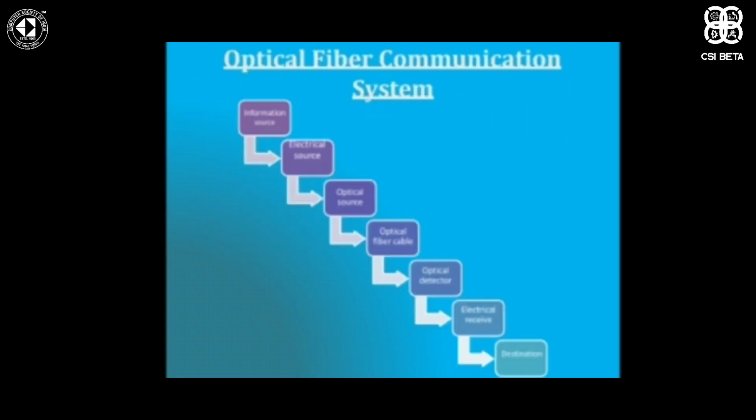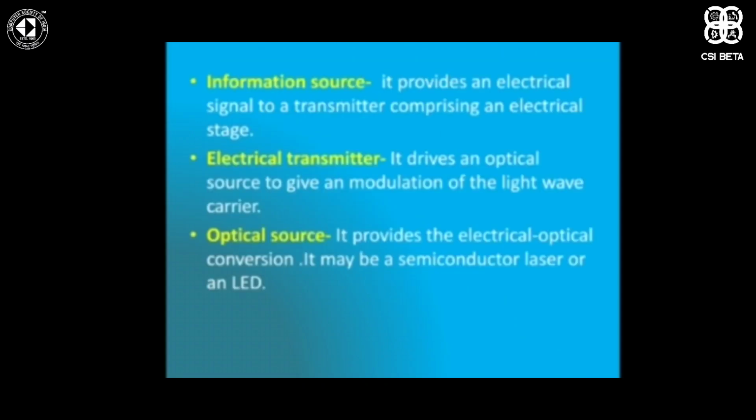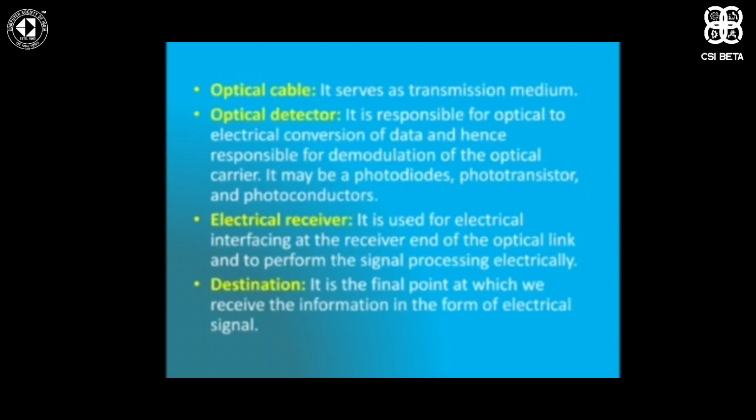Next is the optical fiber communication system. Information source. It provides an electrical signal to a transmitter comprising an electrical stage. Electrical transmitter. It drives an optical source to give a modulation of the light wave carrier. Optical source. It provides the electrical to optical conversion. It may be a semiconductor laser or an LED. Optical cable. It serves as transmission medium.